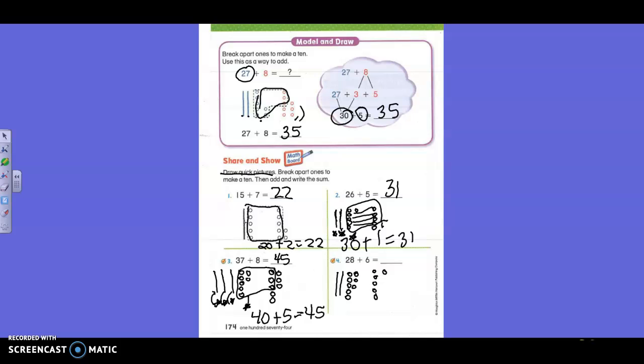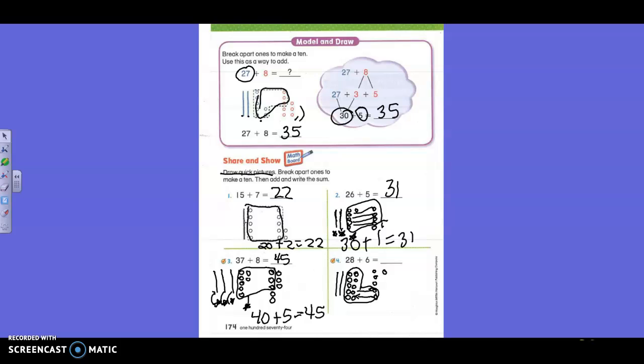Basically, I need to make this be a 10. So how many do I need to scoot from over here from the 6 to make the 8 a 10? 2. I'm going to move over 2. Circle them. I moved them over. Okay. So now how many 10s do I have?